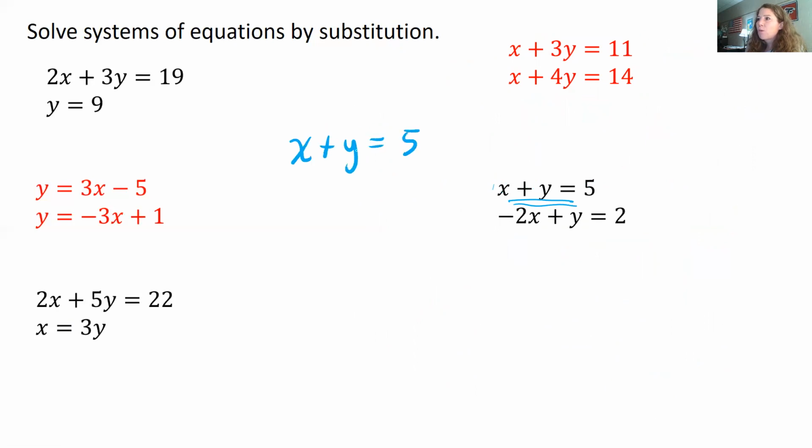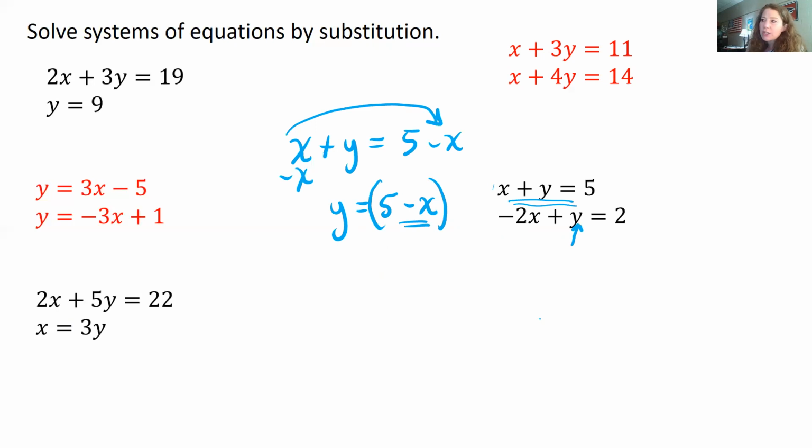So I'm just going to solve for y by moving x over to the other side, which means I have to subtract it from both sides. So y is equal to 5 minus x. So now I'm going to take this quantity and substitute it in for y in the second equation, as it says y is this. So I'm going to bring down negative 2x plus the quantity for y, which is 5 minus x, equals 2.